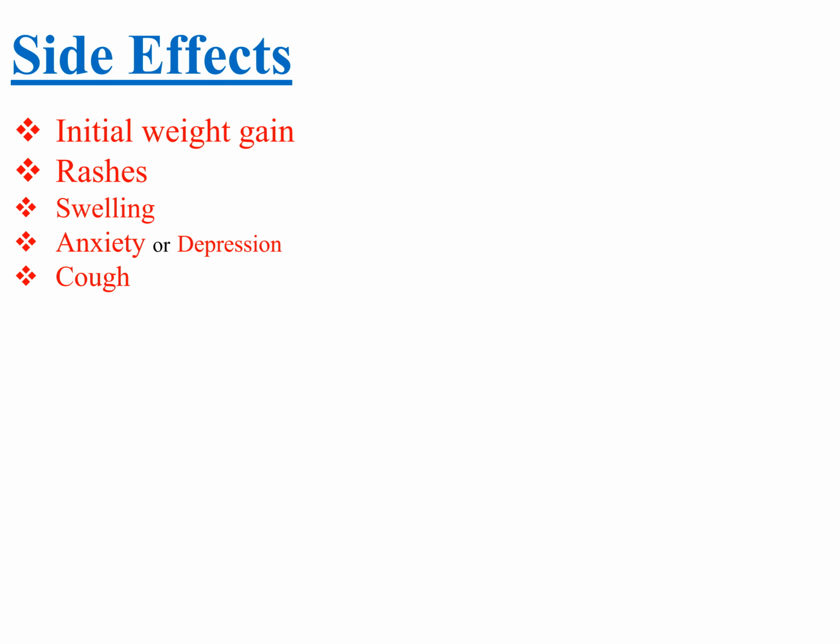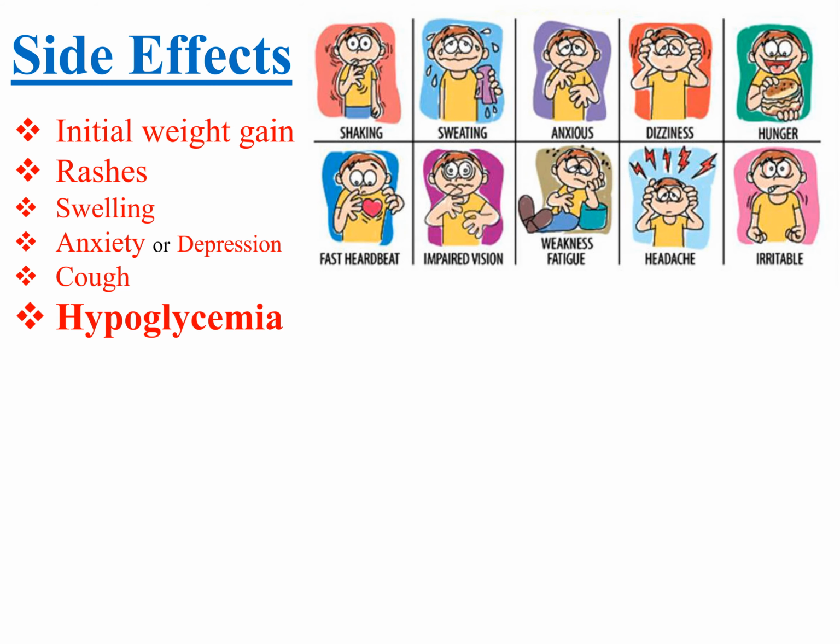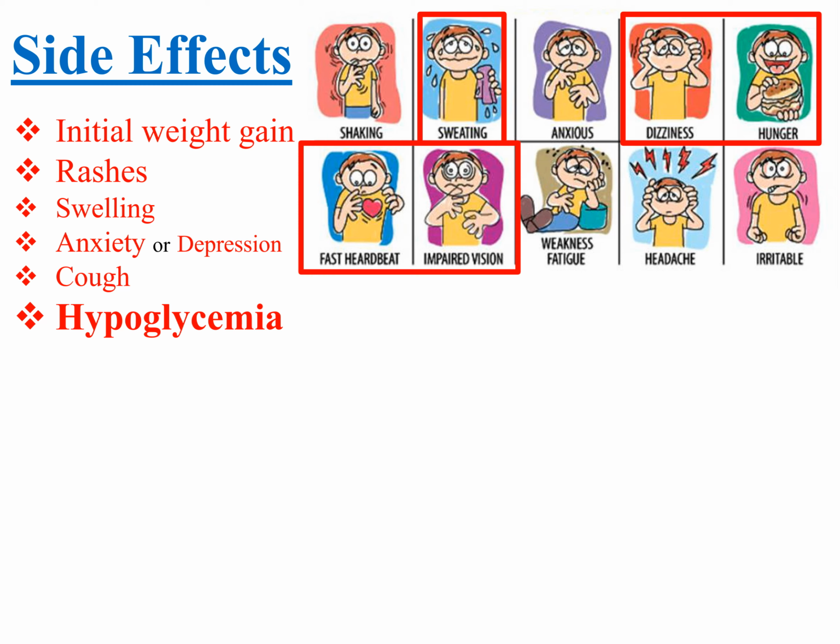However, the most serious and the most annoying side effect is hypoglycemia. With hypoglycemia, the patient will have different types of symptoms and signs. Probably the most notable ones are sweating, dizziness, hunger, impaired vision, and also a fast heartbeat, so he has tachycardia.